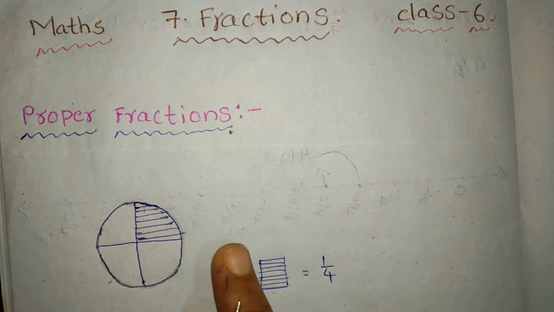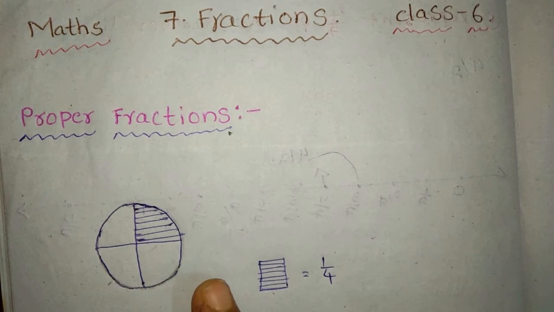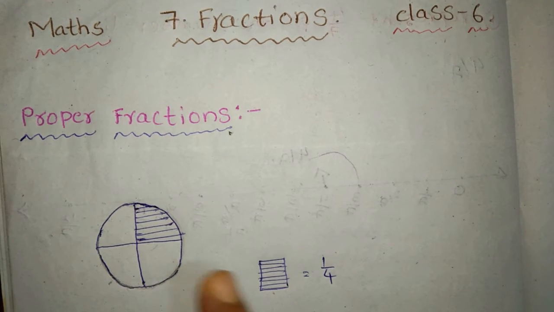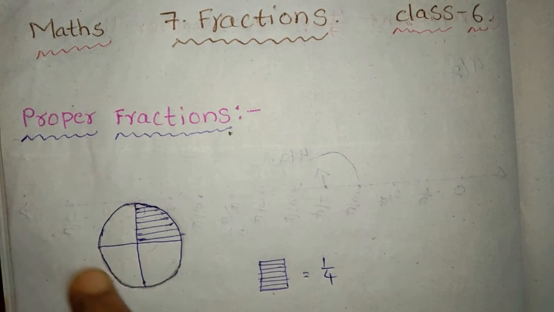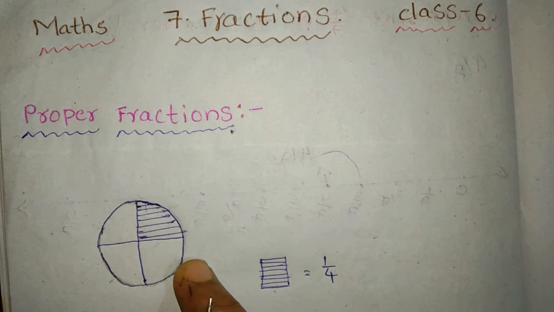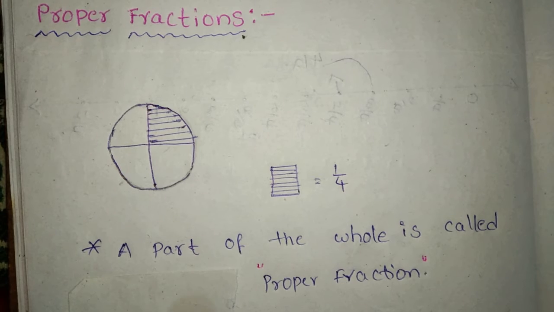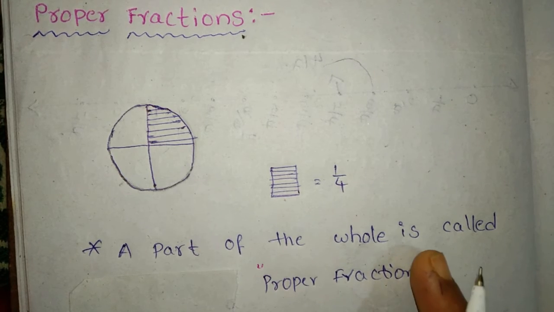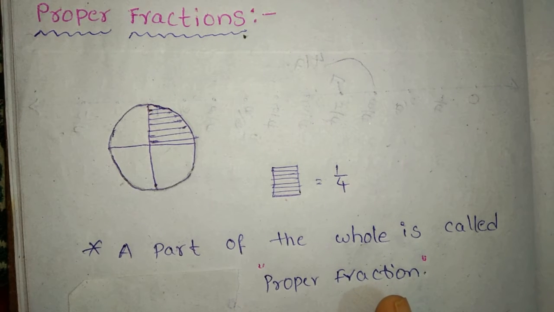So, a part of the whole is called a proper fraction. A part of the whole is called a proper fraction.